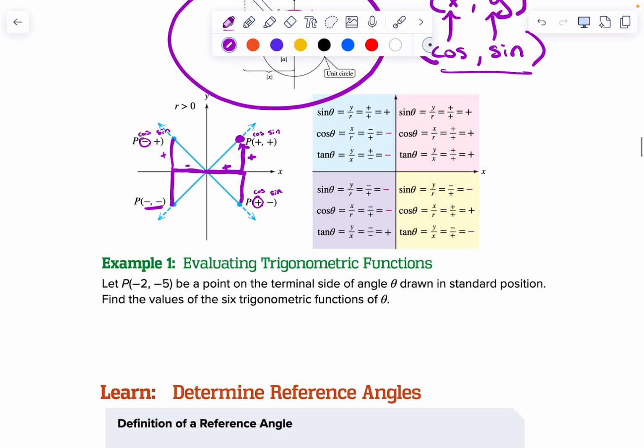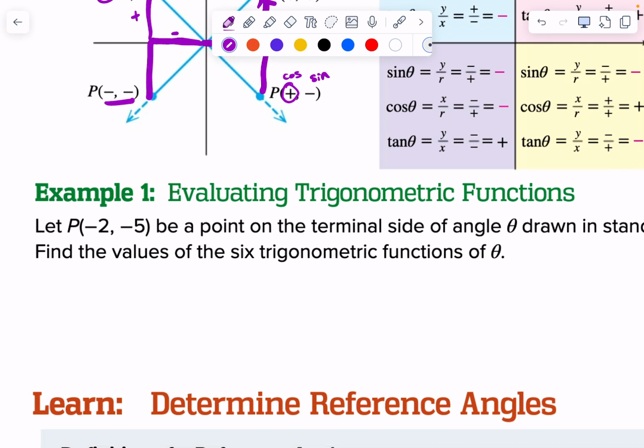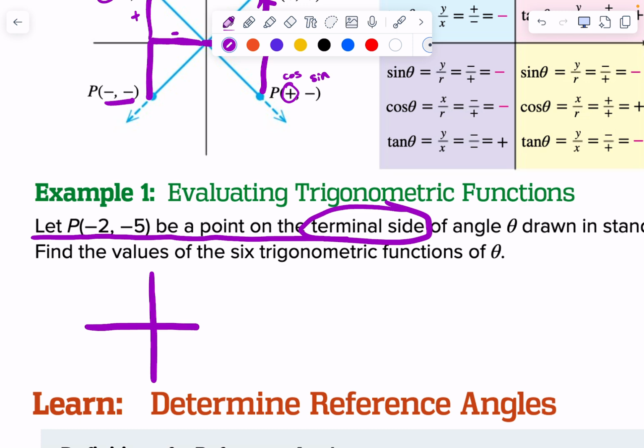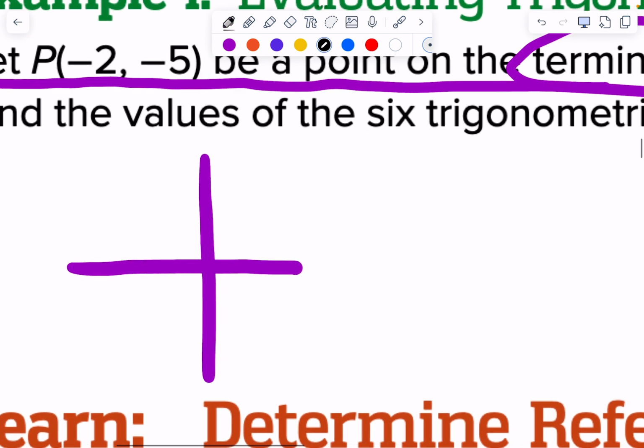All right. Example 1. Let P, -2, -5, be a point on the terminal side of an angle. Let's just talk about that for a second. What does a terminal side mean? Well, where it ends. Where it stops, where it terminates, right? So -2, -5 is in which quadrant? Third.